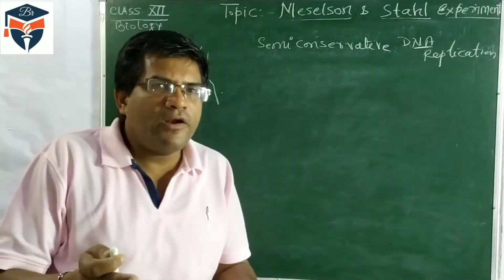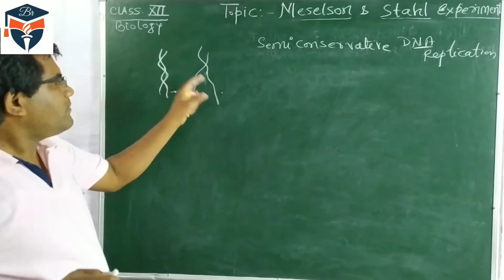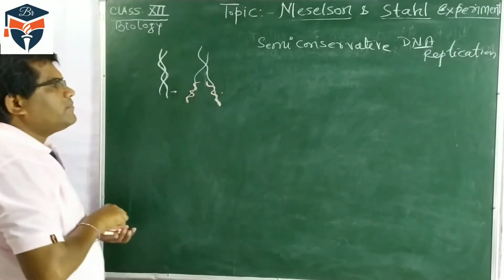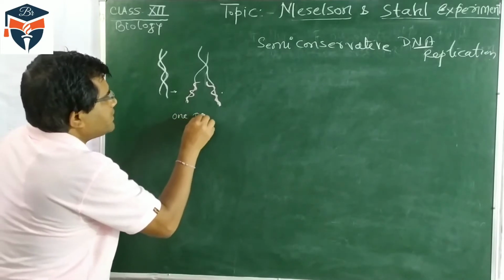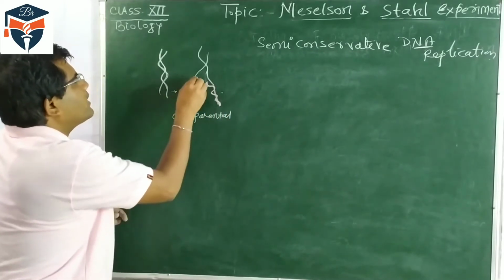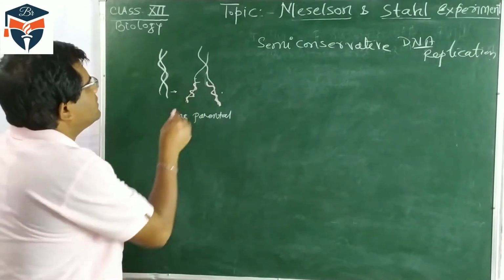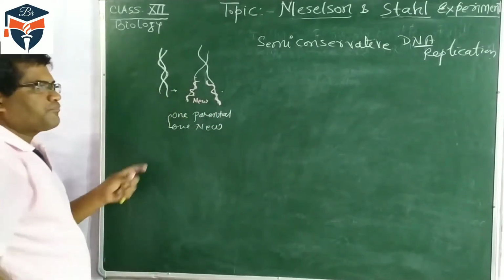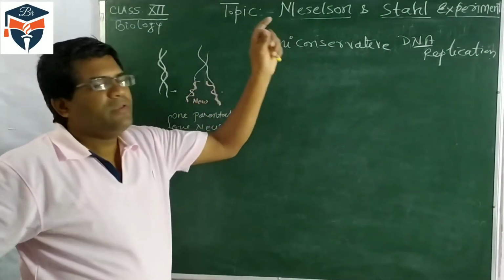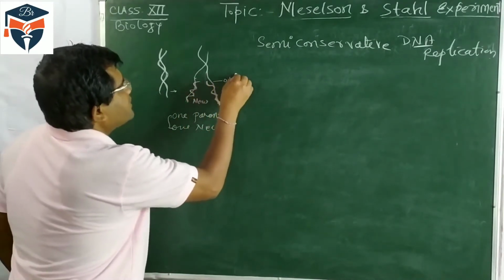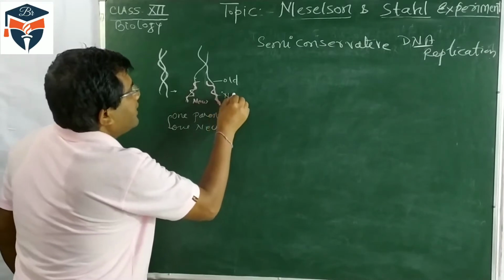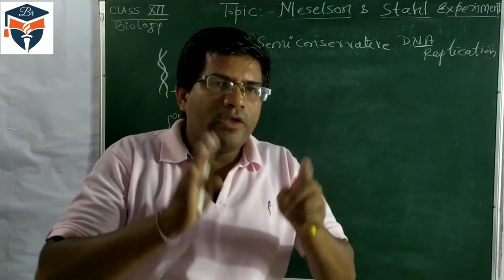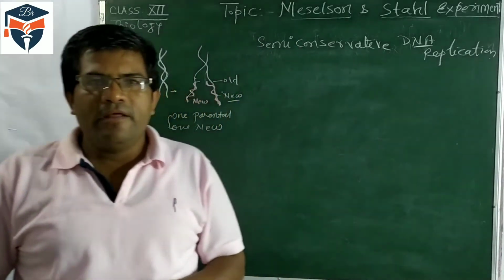So in DNA replication, what have we learned? The strands of DNA separate from each other, and new strands of DNA are synthesized. When a new strand is synthesized, there is one parental strand and the other is a new strand. If there is one parental and one new strand, this type of DNA replication is called semi-conservative replication. Here also, one is an old strand, meaning the parental strand, and another is a new strand, so it is also semi-conservative replication.